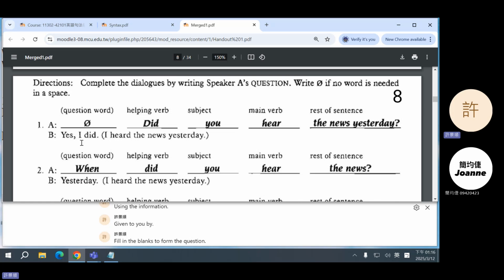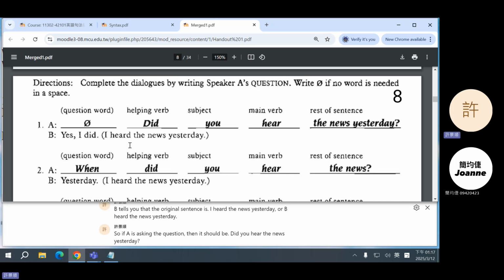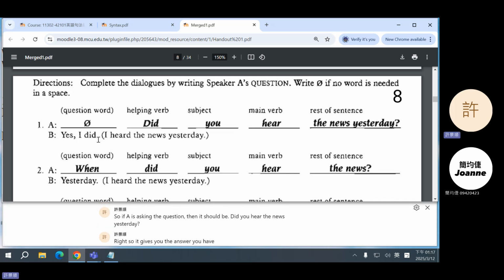So, for example, B tells you that the original sentence is, I heard the news yesterday, or B heard the news yesterday. So if A is asking the question, then it should be, did you hear the news yesterday? Right? So it gives you the answer. You have to ask the question. Be careful about pronouns. If B says I, then A should ask you, right? These are two people in a situation.